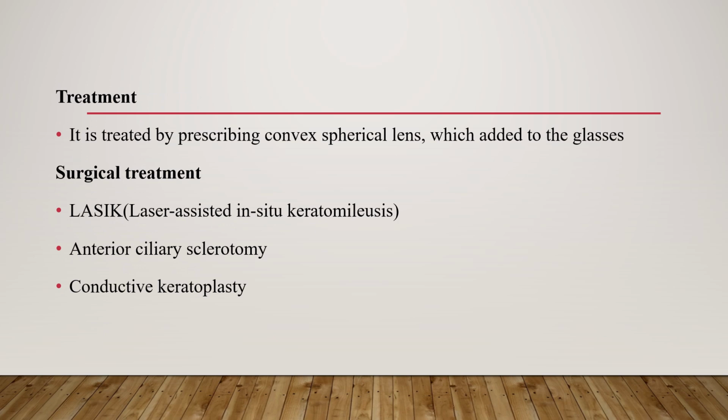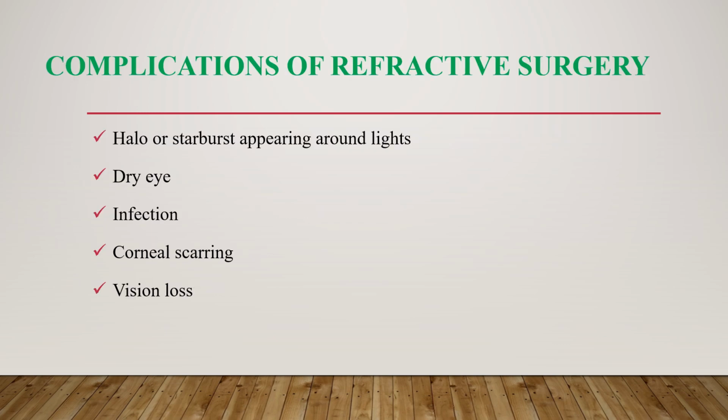Treatment: it is treated by prescribing convex spherical lens added to the glasses. Surgical treatment: LASIK, anterior ciliary sclerotomy, conductive keratoplasty. Complications of refractive surgery: after doing this refraction correction, that is surgical correction, you can see complications such as halos or starbursts appearing around lights, dry eye, infection, corneal scarring, vision loss.